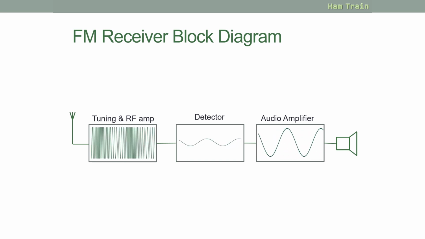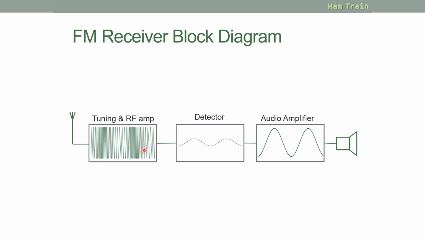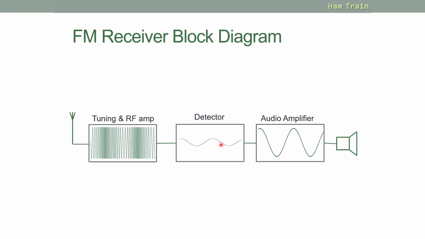Here's a more visual representation. Again, the signal comes from the antenna. It's received here. Here the carrier is removed and we have the remaining audio frequency left, which is then amplified to the speaker.